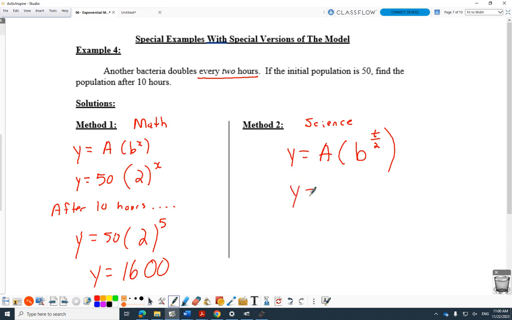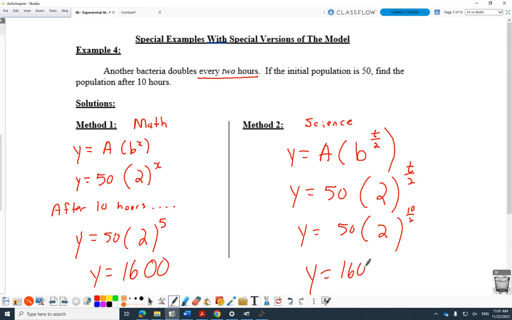y equals 50 times 2, and I'm putting the exponent on the outside this time just to show it doesn't matter where I put it. And they build this formula, and they say, let's build a formula that automatically divides by 2 because it doubles every 2 hours. They will like that way better. And then what they'll do is go 50 times 2 to the exponent of 10 over 2, and they'll get the same answer.